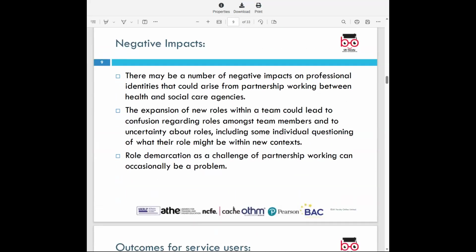So negative impacts. There are a number of negative impacts that arise from partnership working. It could be the expansion of new roles within a team. That would cause problems with other team members, wouldn't it, if there are more roles within the team? Now, what do you mean? It could lead to confusion. Yeah, and there could be role demarcation between different partnerships, which could be a problem as well for people. And when new roles come in, people do get confused about what's going on.